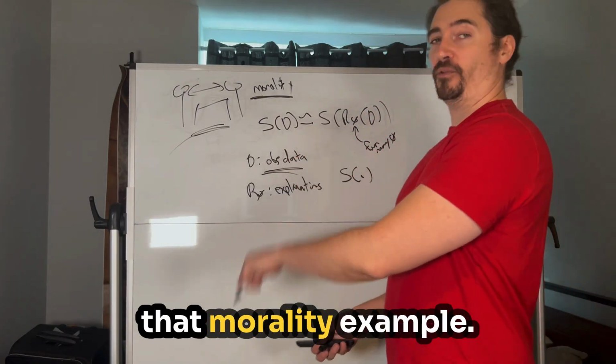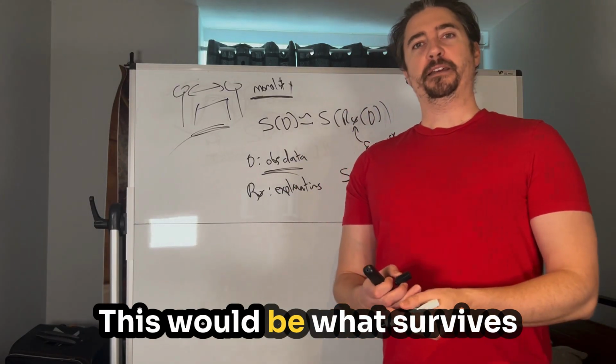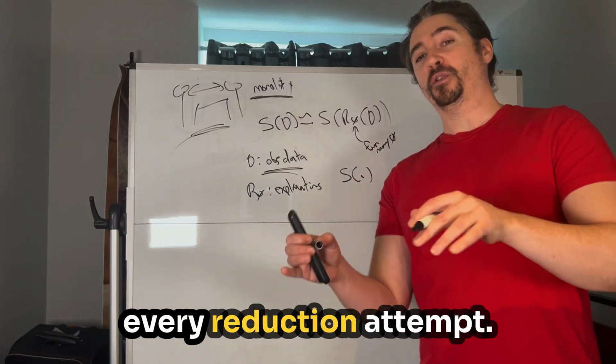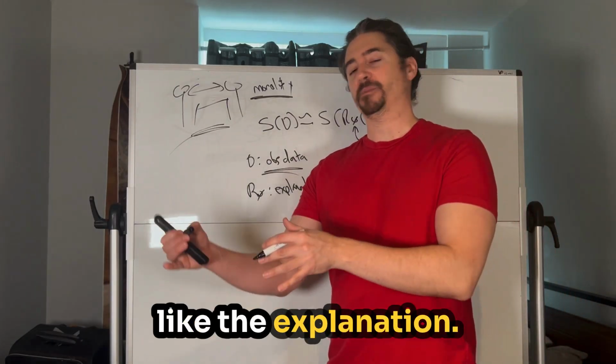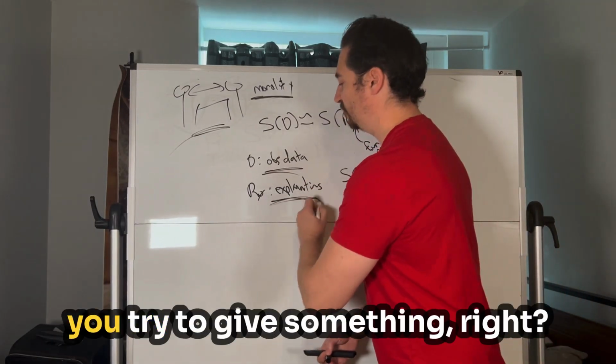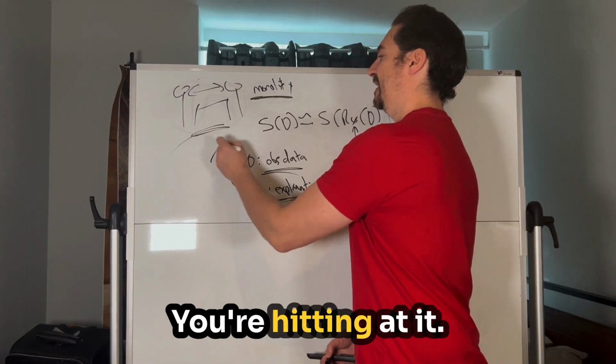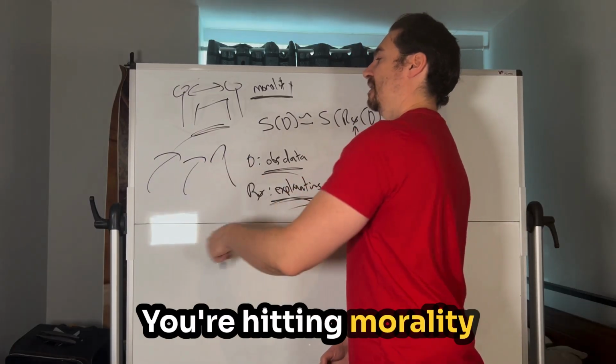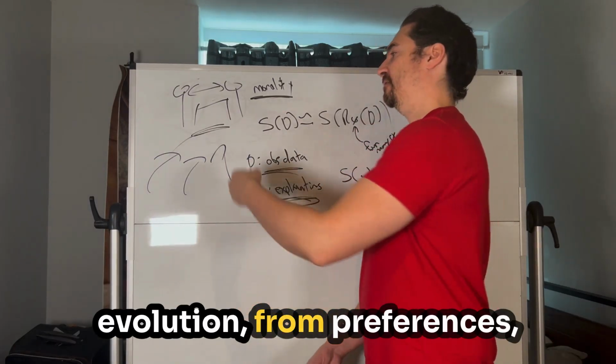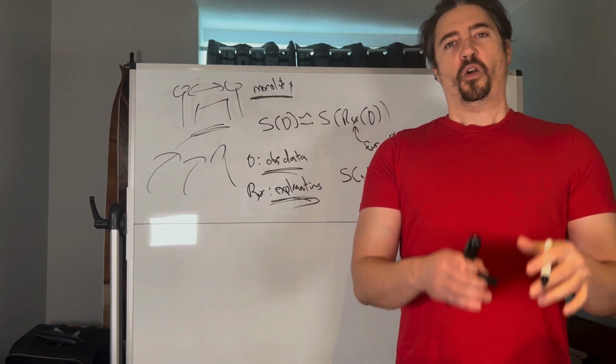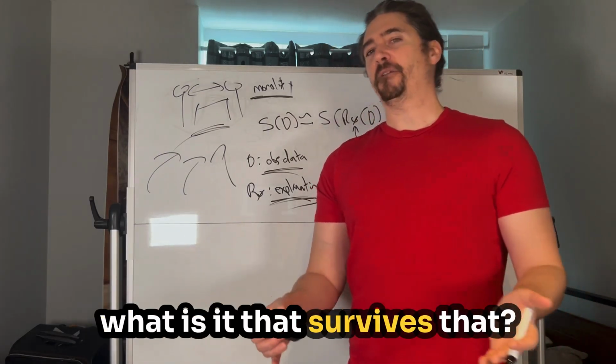So let's go back to that morality example. This would be what survives every reduction attempt. Again, reduction is like the explanation. So all the different explanations you try to give something, right? You're hitting morality from psychology, from evolution, from preferences, all these different things. No matter how you hit it, what is it that survives that?